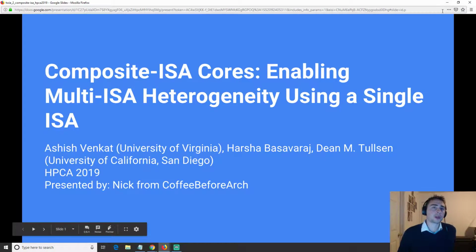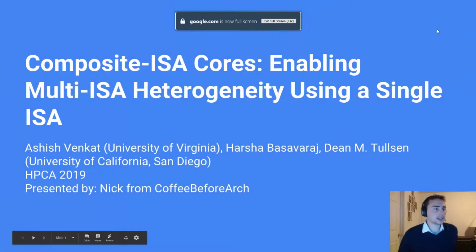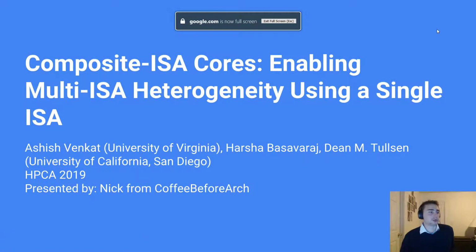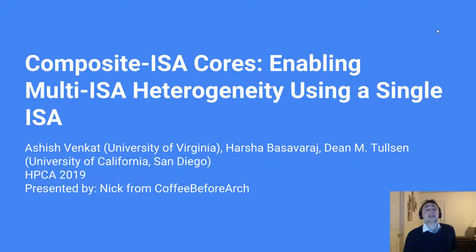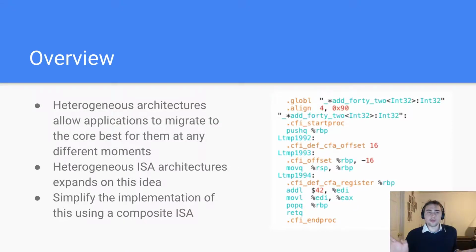All right, so Composite-ISA cores: enabling multi-ISA heterogeneity using a single ISA. Let's go over an overview of the paper. Heterogeneous architectures allow applications to migrate to the core that's best for them at any given moment. When we say heterogeneous architectures, we mean something along the lines of, say, ARM's big.LITTLE.